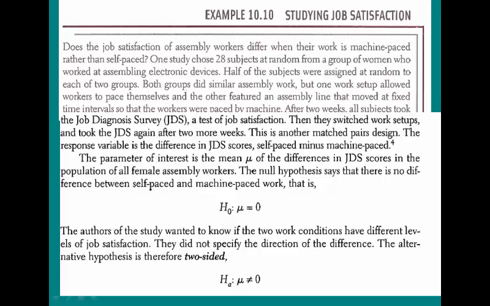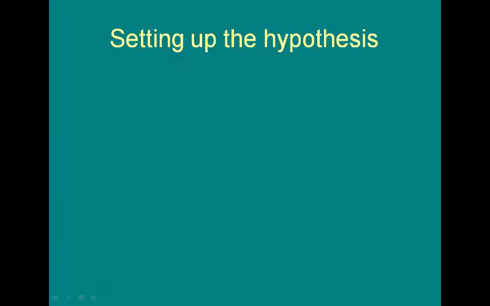In this particular problem, I'll let you read this. You can put me on pause while you read it. But in the end, we find out that there is no difference, or we're assuming that there is no difference. Our null hypothesis says that there is no difference between the amount of job satisfaction between self-paced work and machine-paced work. And the authors didn't know whether it should be higher or lower. And so they're going to say that it's just different and it's not equal to zero, that there is some change out there other than zero.